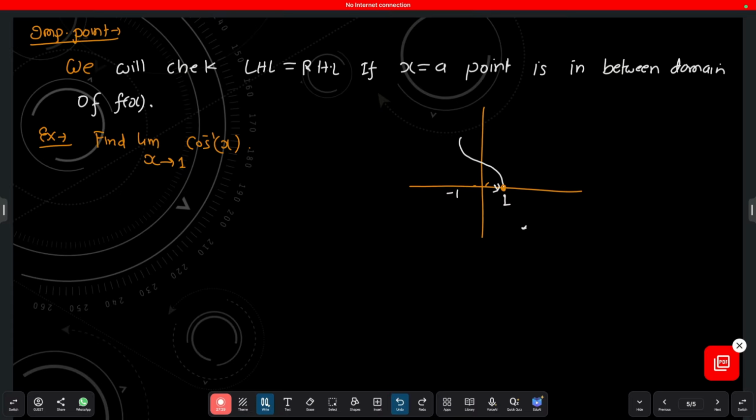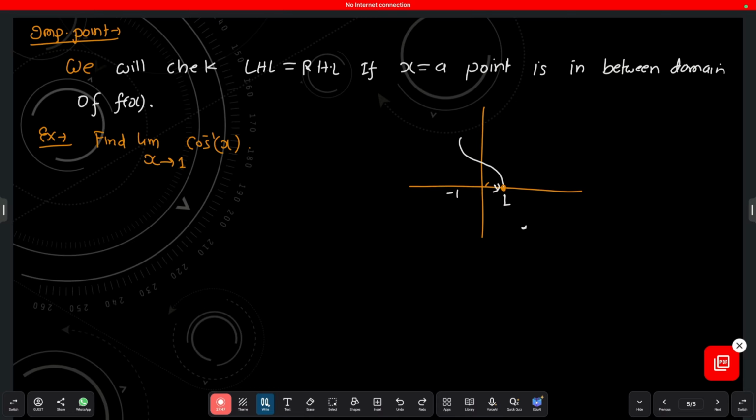But if the point at which you are checking the limit is an end point, then we will check only the limit which is available. Here left hand limit is available, but right hand limit is not available. So right hand limit we will not check, but left hand limit we will check.